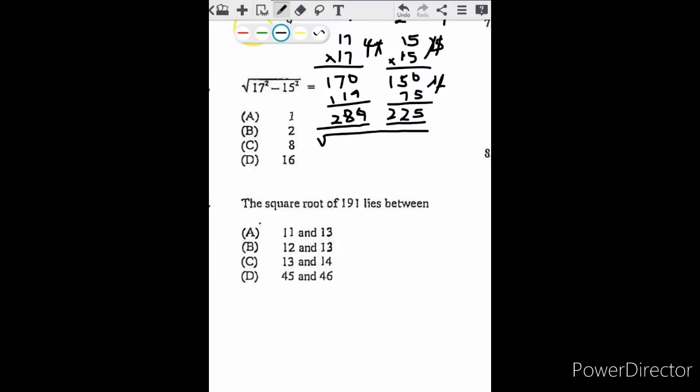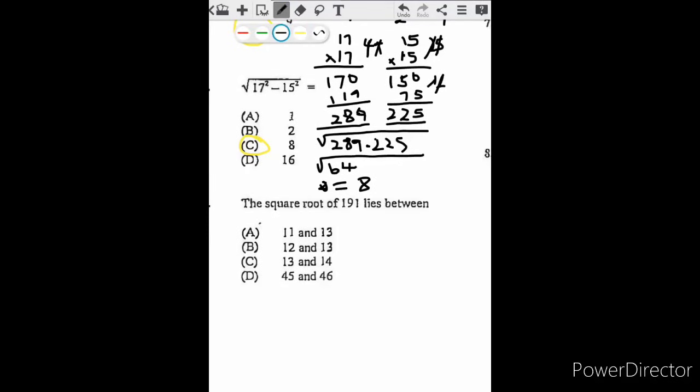Now rewriting our equation, we have 289 minus 225, and then square rooting that. If we find 289 minus 225, we're going to have 64. Then the square root of 64 is equal to 8. So our answer would be C.